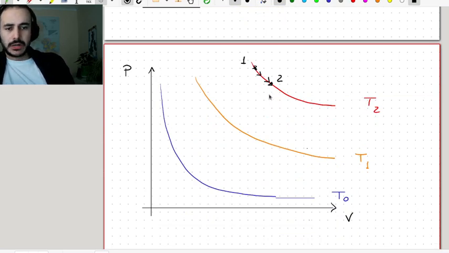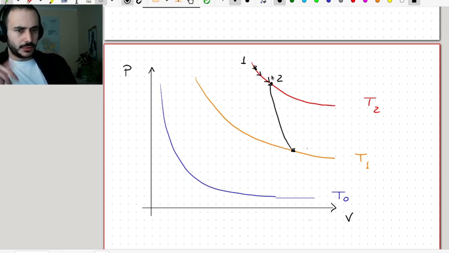So now we can do whatever we like. Imagine, for instance, that we now do an adiabatic process, and through this adiabatic process we go down to this temperature here. And maybe we do this adiabatic process quasi-statically, why not? So that would be a continuous line representing an adiabat that will join state 2 with state 3 down here.